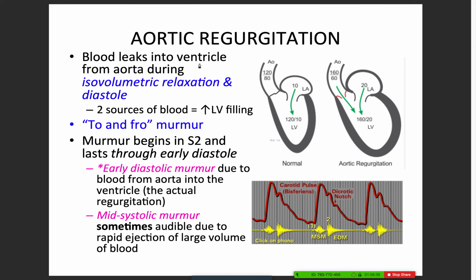Aortic regurgitation. Here we have a weak aortic valve, allowing blood to move backwards from the aorta and into the left ventricle. And that's what's being described here.